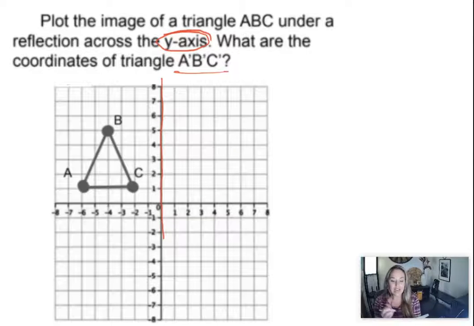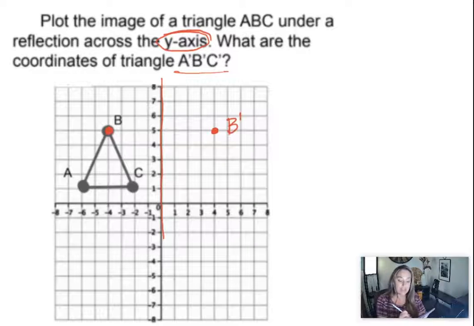So all you do is you take each ordered pair, each point, each vertex of the triangle, and you see how far away it is from the line of reflection. Point B is 1, 2, 3, 4 units away from the line of reflection. So I'm going to go 1, 2, 3, 4 units away and plot my B prime. It has to be equally distant from the line of reflection.